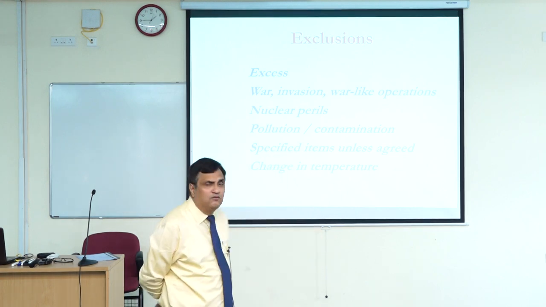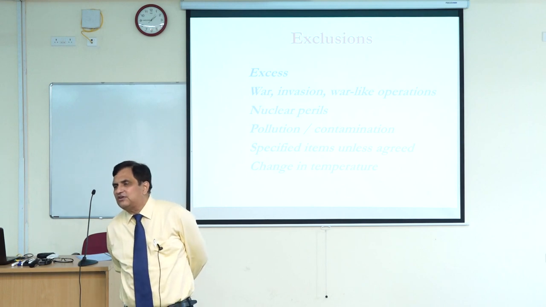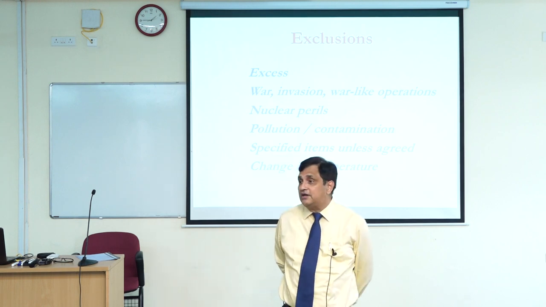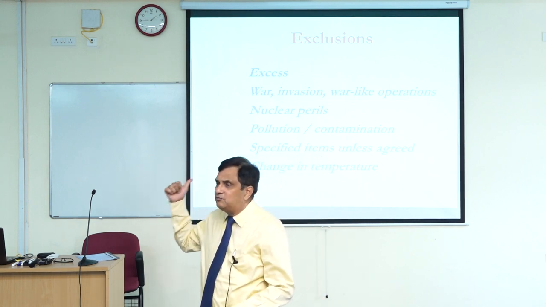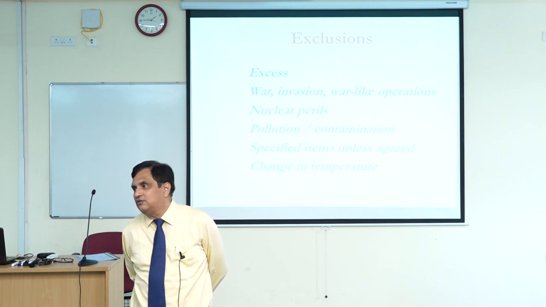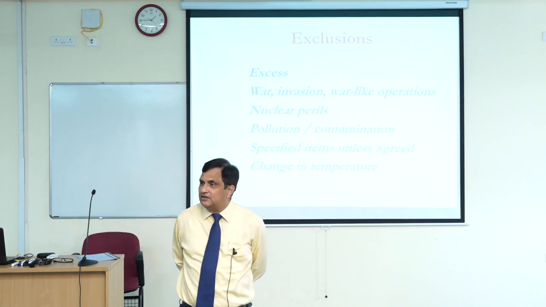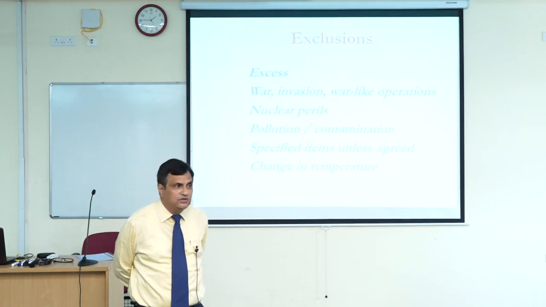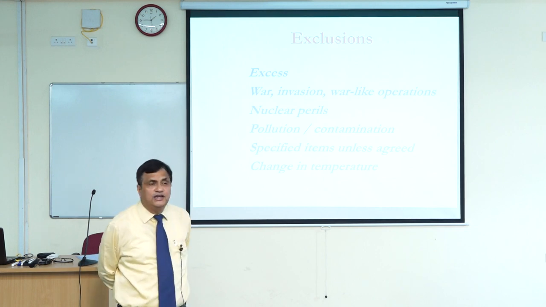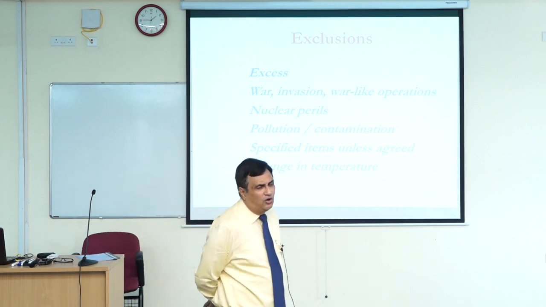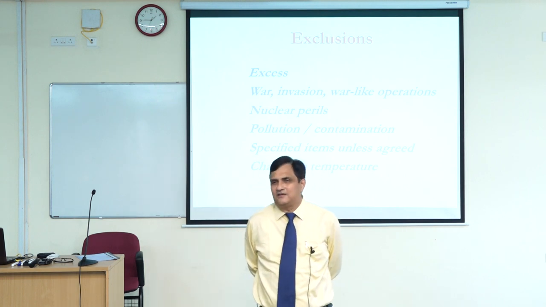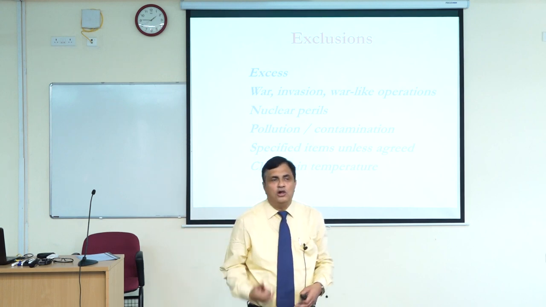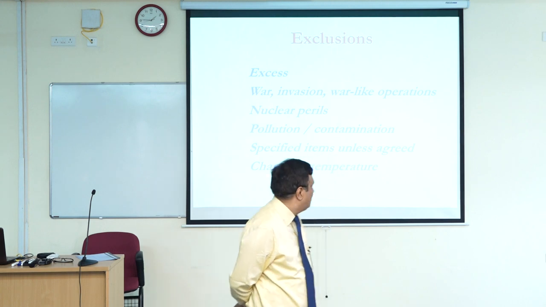The second thing is war, a standard peril which is excluded in most policies. Though I told you political violence cover also includes war and warlike operations, otherwise most standard policies will exclude war, warlike operations, civil war and other things. So that's an exclusion. Similarly, nuclear perils will be excluded from most of the policies. The next thing is pollution and contamination. As I said, your loss or damage always has to be sudden. Usually pollution, contamination is a slowly developing thing. So all those things are not standard coverage under this fire policy.